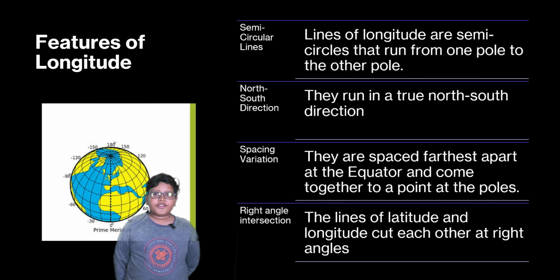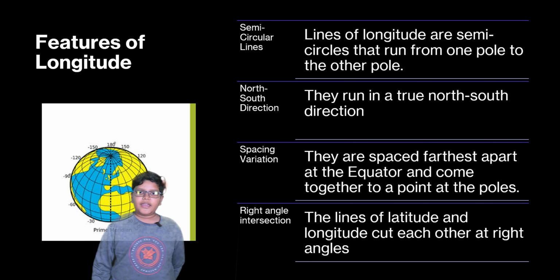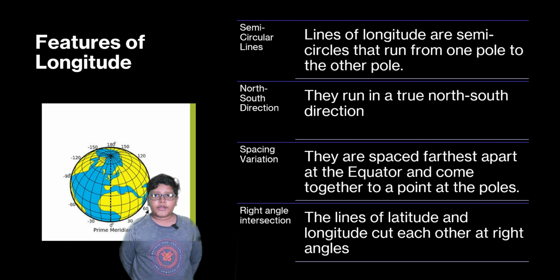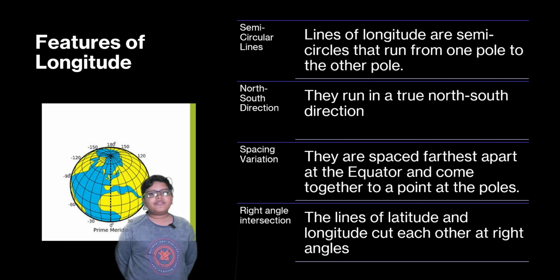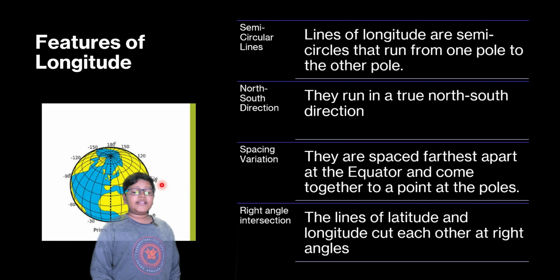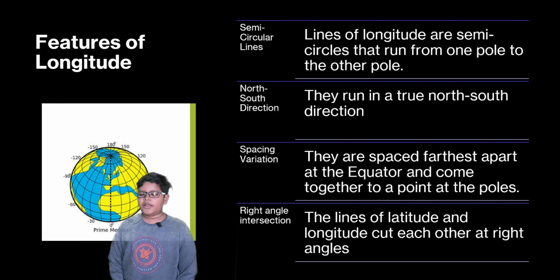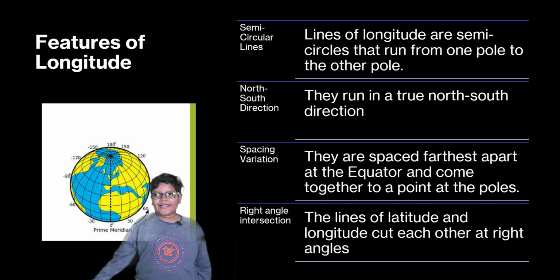The lines of longitude are semicircles that run from one pole to the other pole. They are in a true north-south direction. They are spaced the farthest at the equator and come together at a point at the poles. The lines of latitude and longitude cut each other at right angles.